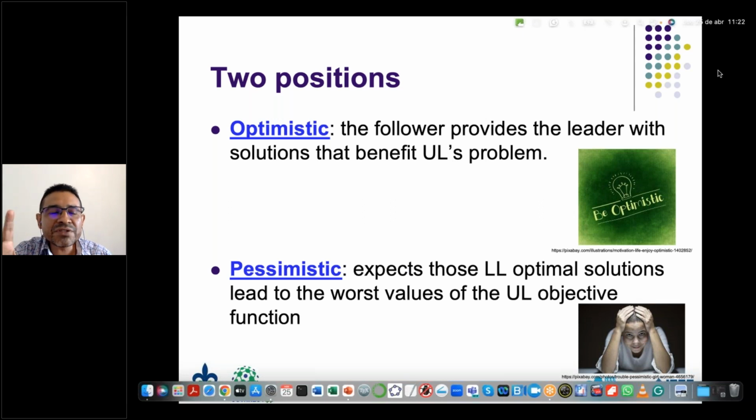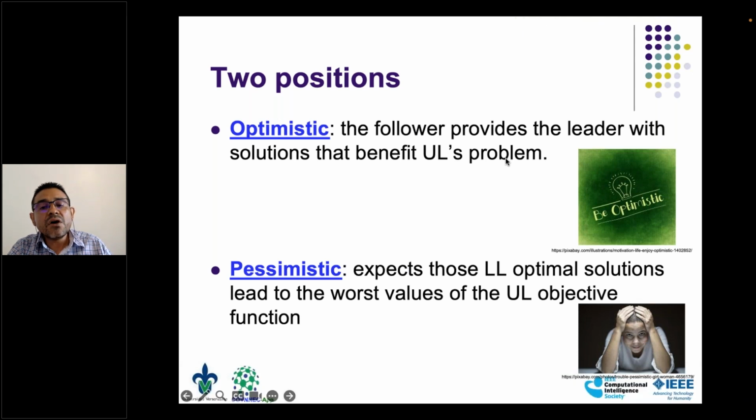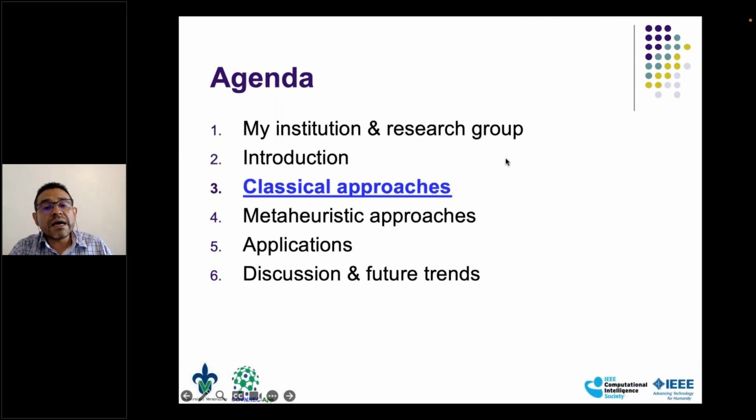And these two positions are also very rich if we want to model different situations or real world problems. I have to say that the optimistic position is the most popular because theoretically it is also easier to deal with. I hope you have an idea about the multi-objective bilevel optimization problem. I will move to the classical approaches.